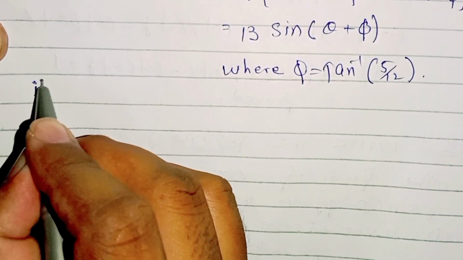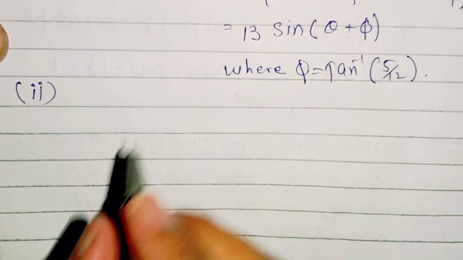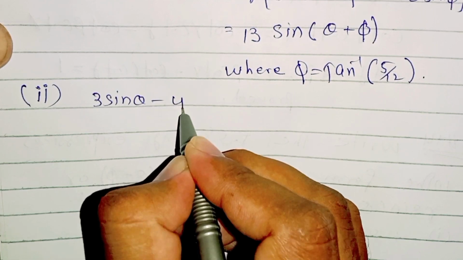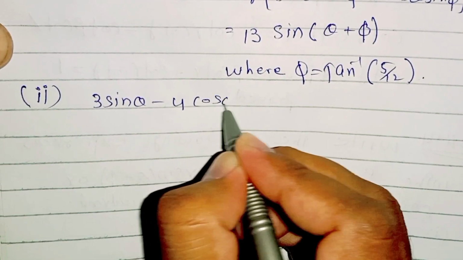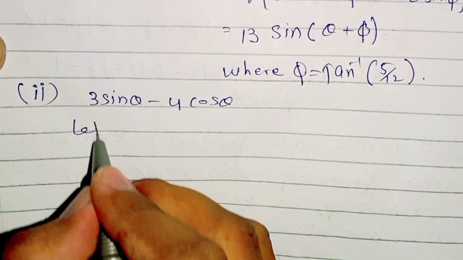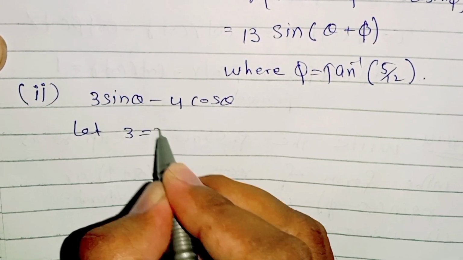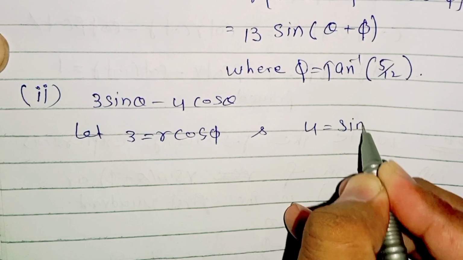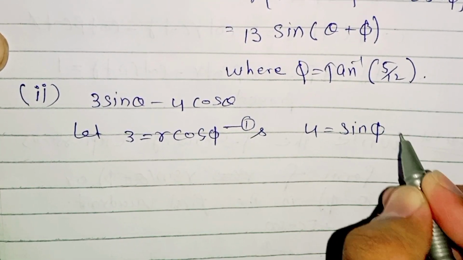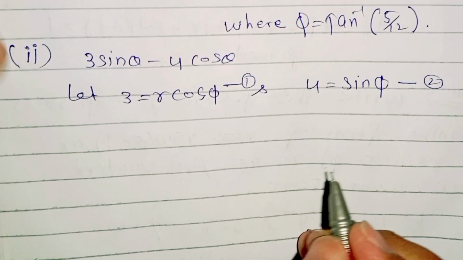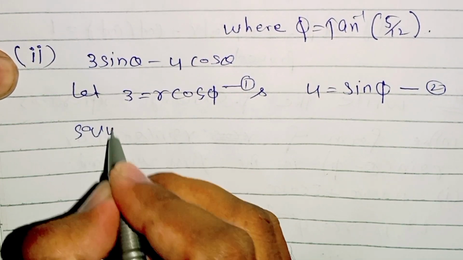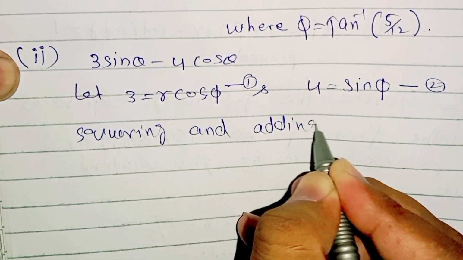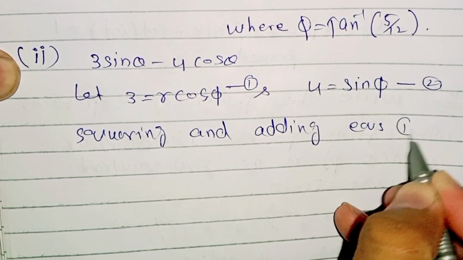Consider part number 2. 3 sin theta minus 4 cos theta. Let 3 is equal to r cos phi and 4 is equal to r sin phi. Consider it as equation 1 and equation 2. Scaling and adding equations 1 and 2.